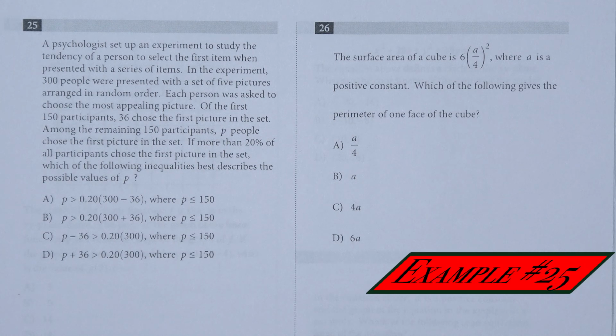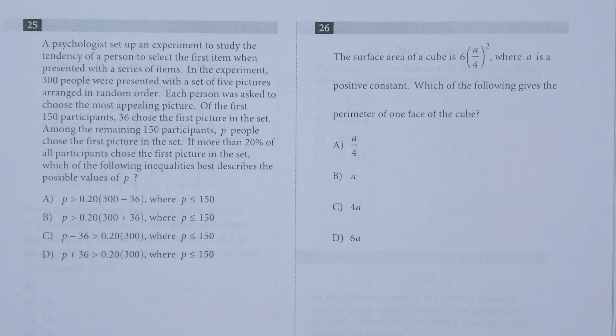A psychologist set up an experiment to study the tendency of persons to select the first item when presented with a series of items. In the experiment, 300 people were presented with a set of 5 pictures arranged in random order. Each person was asked to choose the most appealing picture. Of the first 150 participants, 36 chose the first picture in the set. Among the remaining 150 participants, P people chose the first picture in the set. If more than 20% of all participants chose the first picture in the set, which of the following inequalities best describes the possible values of P?